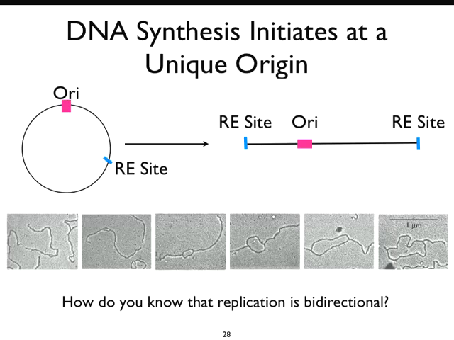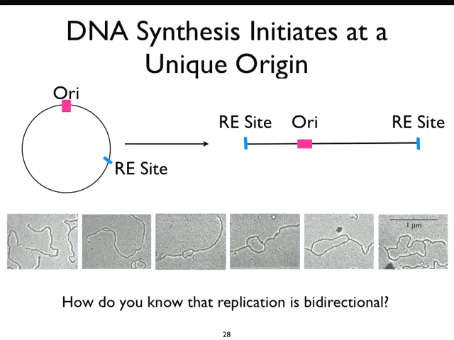Gets bigger because DNA is replicating. And eventually it begins to expand until it occupies the entire sequence up to the restriction site. Once you pass the restriction site, it gets cut, and you have two molecules that are dangling off. So now, how do you know that replication is bidirectional?